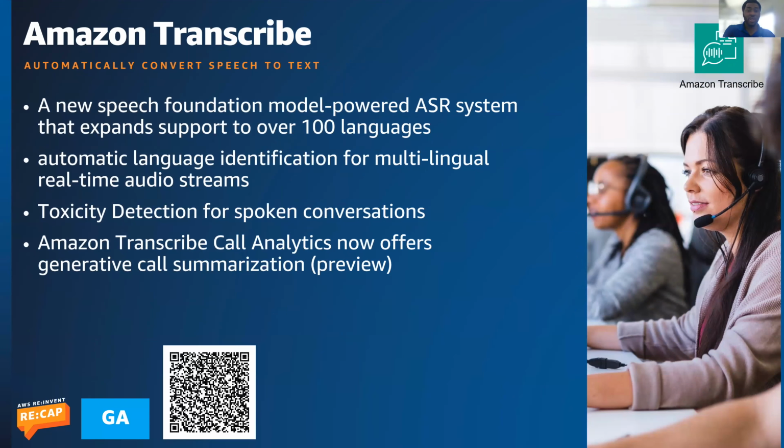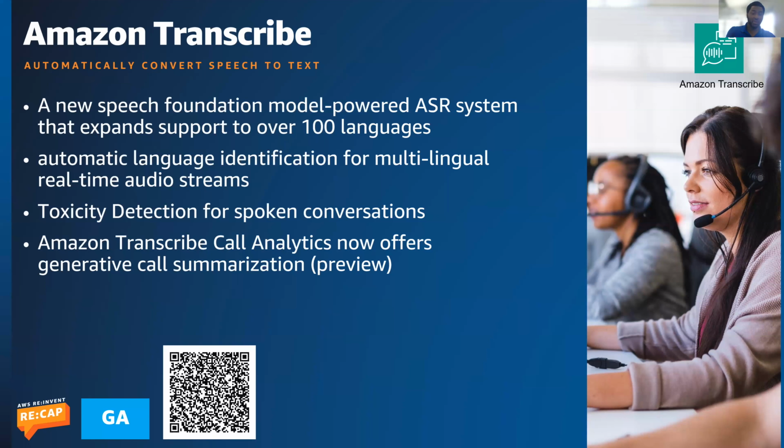Next, we have feature updates for Amazon Transcribe, which is our fully managed automatic speech recognition service that makes it straightforward for you to add speech to text capabilities to your application. We now have support for over 100 languages through a new system that we've been developing internally. We also announced automatic language identification support for multilingual streams. So in a particular stream, if someone is speaking multiple languages, that'll be reflected in the transcript per the different participants speaking those different languages.